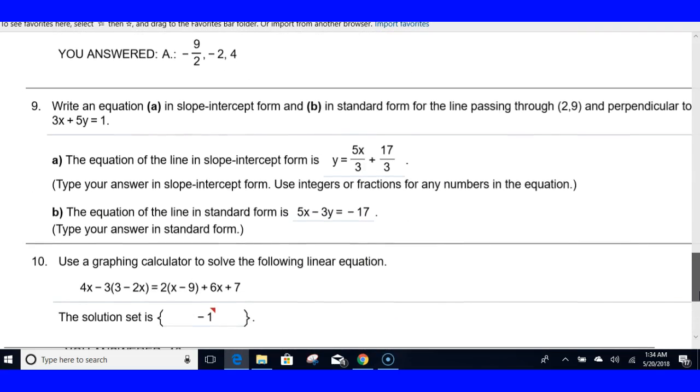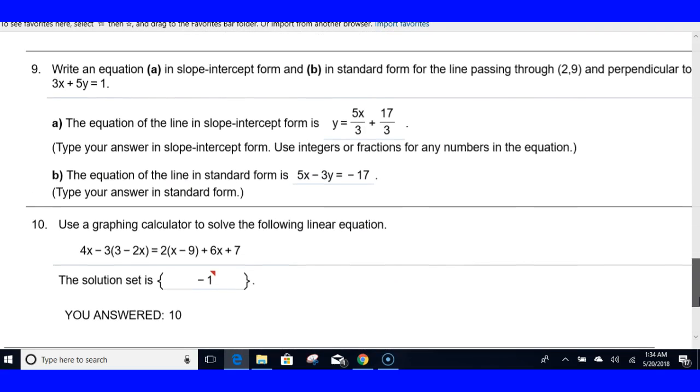So number 9 has more steps to it. As you can see on the screen here, we're going to solve number 9 and number 10. Write an equation in slope intercept form, that's letter A, and B in standard form.